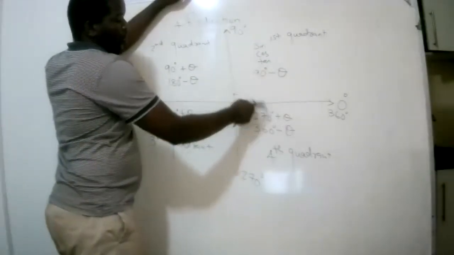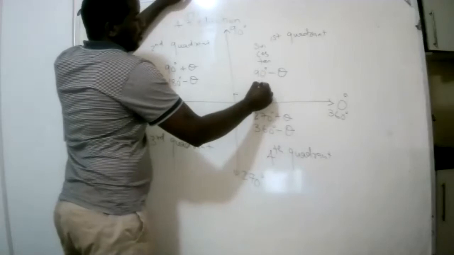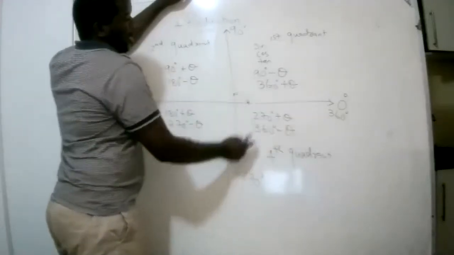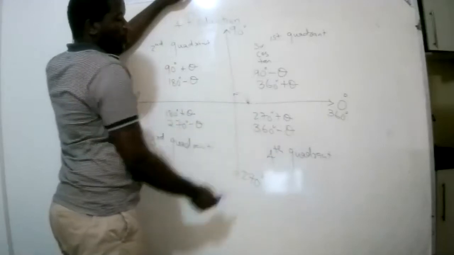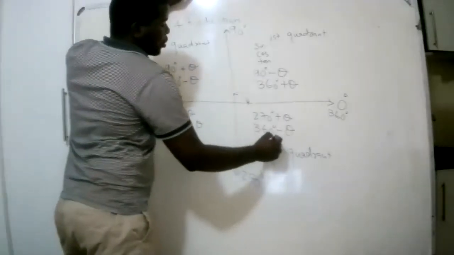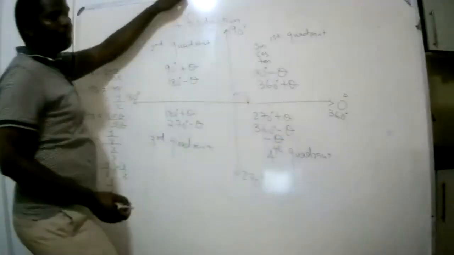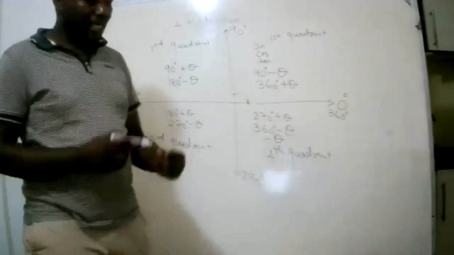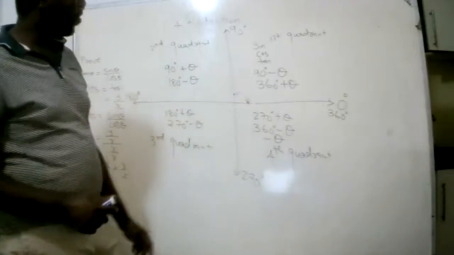Then on the first quadrant, we can also add another angle. So it's 360 plus theta. And again, on the fourth quadrant, we can add another angle. It's called minus theta. So let me explain this important angle, minus theta. Why do we have minus theta on the fourth quadrant?